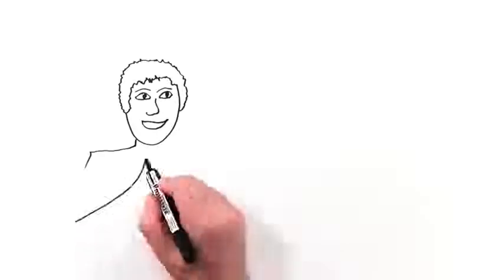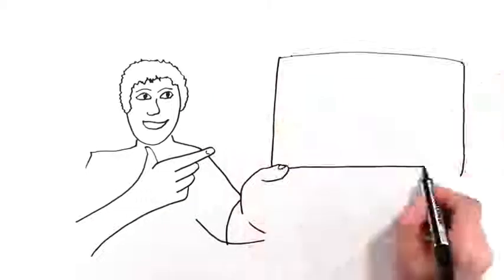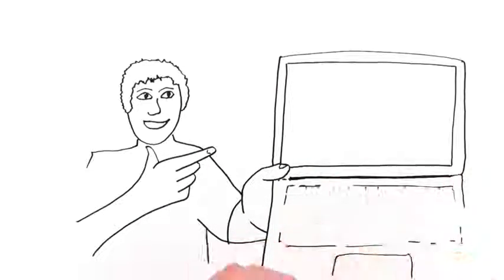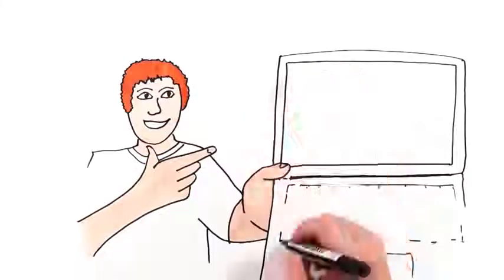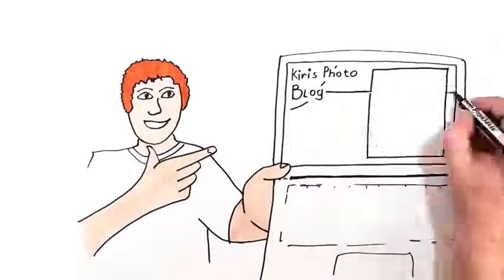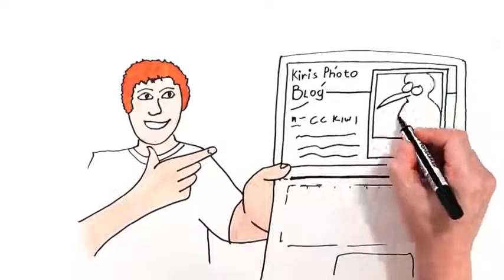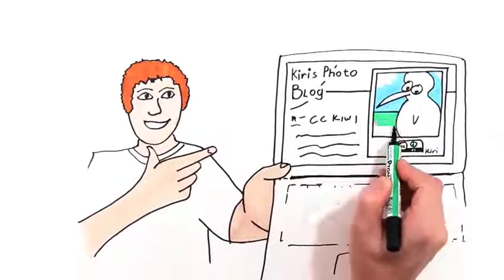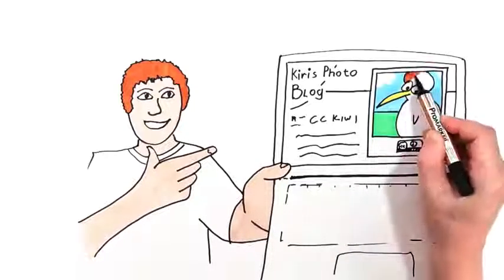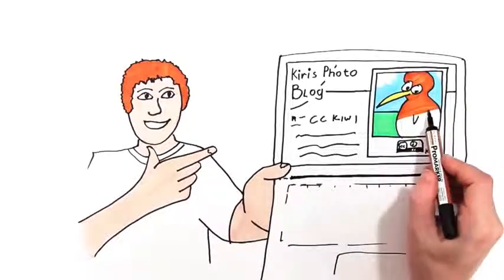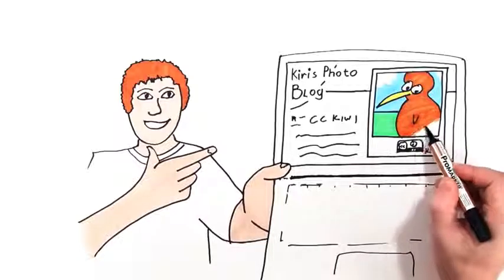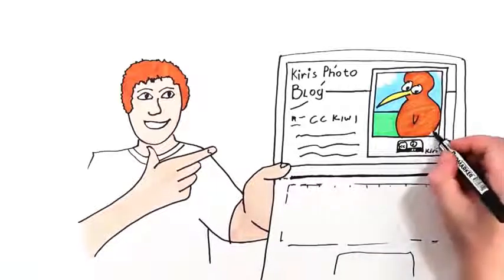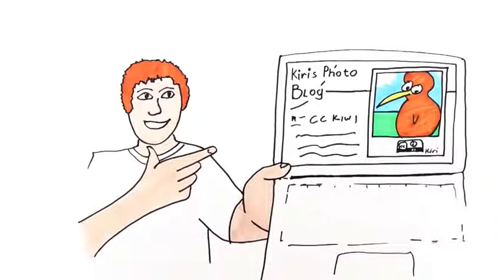Zach here downloads a photo called CC Kiwi that he wants to use in his science project. He can do this without asking Kiri, the photographer, first, because she's already given permission with a Creative Commons license. Kiri's license is legally robust, but easy for Zach to understand. She's told the world, including Zach, that they can use CC Kiwi as long as they acknowledge her as the original photographer. There are more rules Kiri could have included.